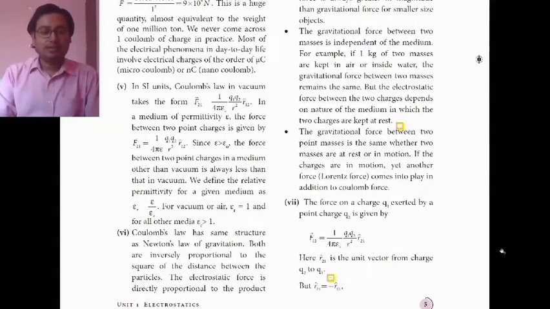All right, coming to the next point, Coulomb's law has the same structure as Newton's law of gravitation. Both are inversely proportional to the square of the distance between the particles. According to gravitational force, F is equal to G m1 m2 by R square. That means there F is inversely proportional to the square of the distance between the masses. And here in electrostatic force, F is equal to K Q1 Q2 by R square. Here again F is inversely proportional to the square of the distance between the charged particles.